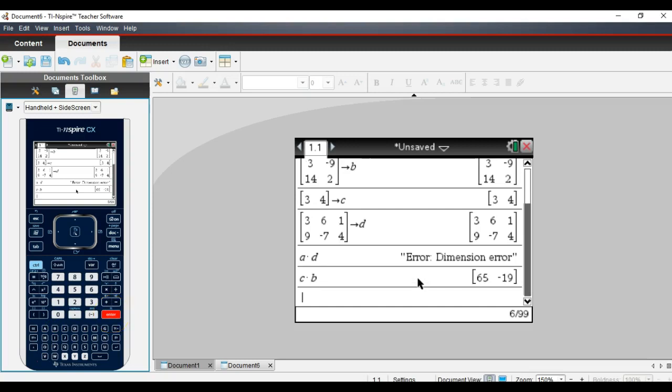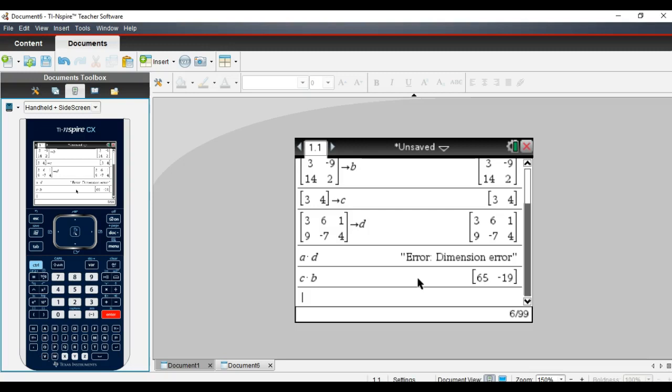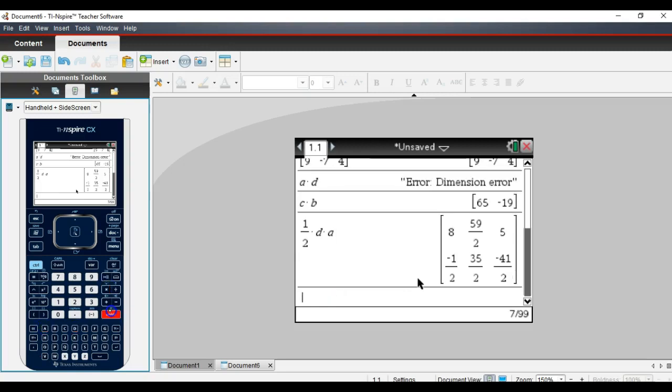And that gives me 65 minus 19. So the answer there is just 65 minus 19. That's a matrix, okay? So it needs the brackets. Now, 1/2 of D times A. So just go to my calculator. You can just have a parentheses. You can do 0.5, or you can just say 1 divided by 2. Back up. 1 divided by 2, that's 1/2, times D times A, equal.